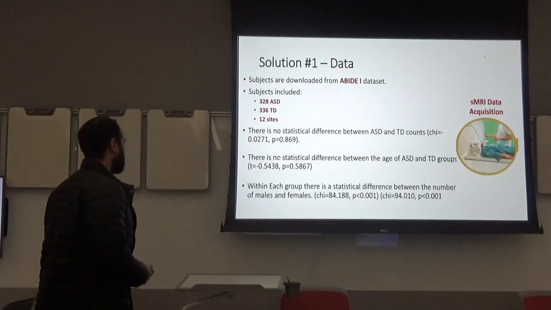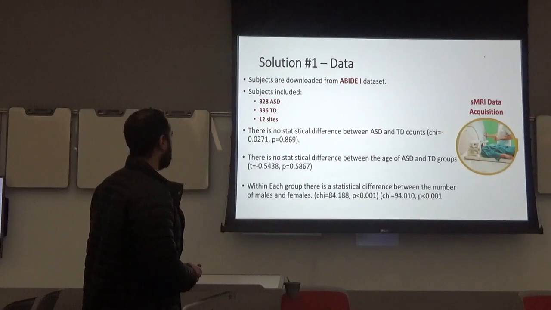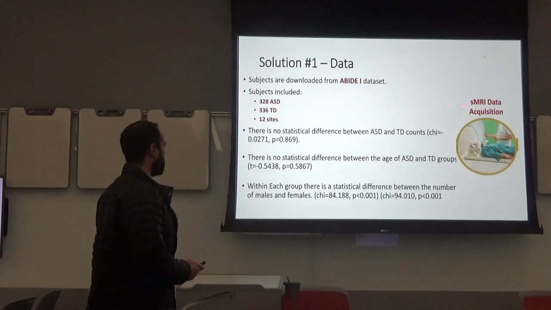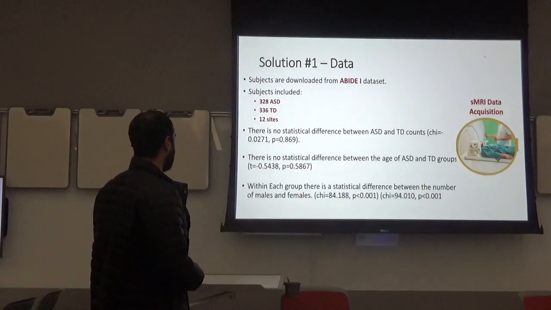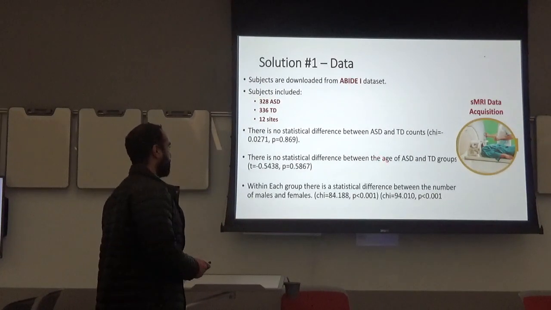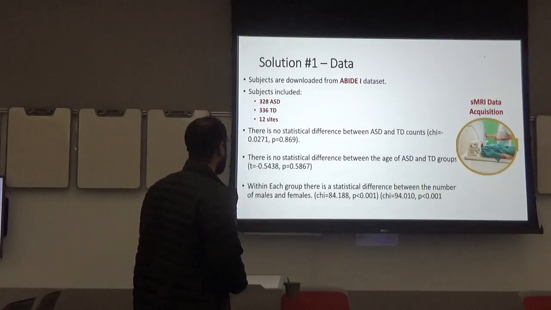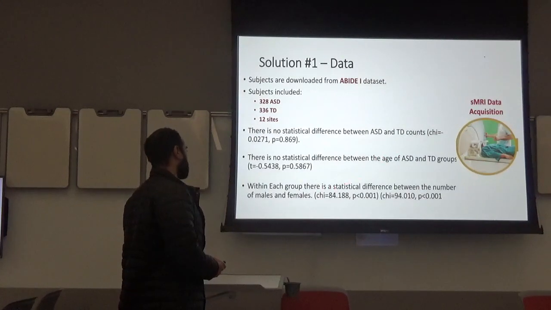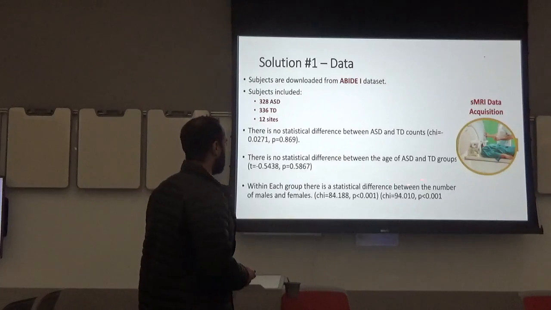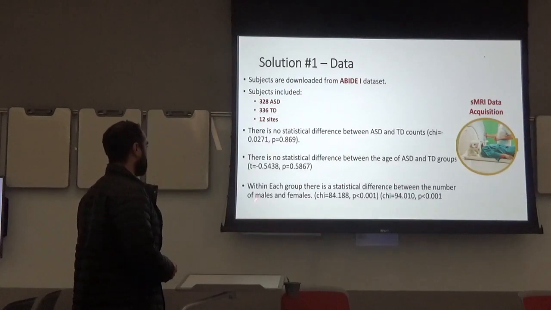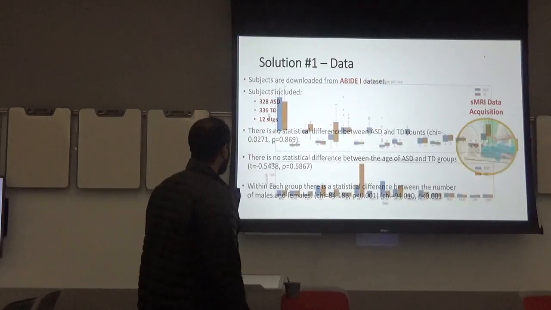And then we performed statistical analysis on the data to make sure that there is no statistical difference between the counts. That is, to check that the data is balanced and there is no difference in age between the ASD and TD groups. And we found what is confirmed in the literature, that there is a statistical difference between the genders, males and females.